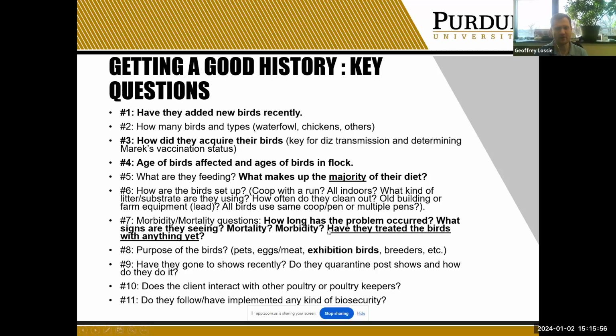Another big important one is, have they treated the birds with anything yet? Oftentimes, one of the other big ones that we deal with are mycoplasma species. So this is an upper respiratory bacteria. There's 2 different species. And often, if the owners have treated the birds with antibiotics, it can sometimes be difficult to get a diagnosis depending on the sampling method that you're looking at, or that your veterinarian will be looking at.